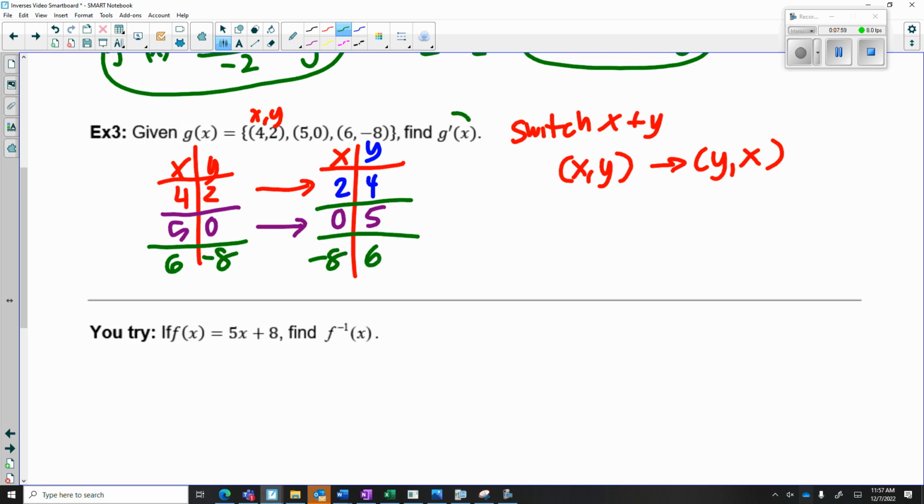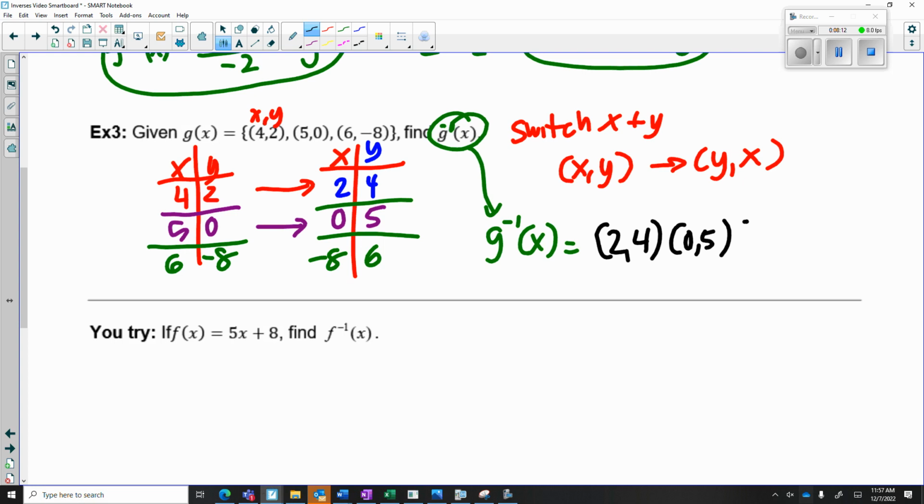Okay, so the answer, which is called G inverse, I should say G negative 1 of x, by the way. There's a little typo there. That's the inverse, is going to be the set of ordered pairs, 2, 4, 0, 5, and negative 8, 6. Okay, and the squiggly fancy bracket is a solution set. So notice every point just got swapped or switched. That's it. Now you try the rest.